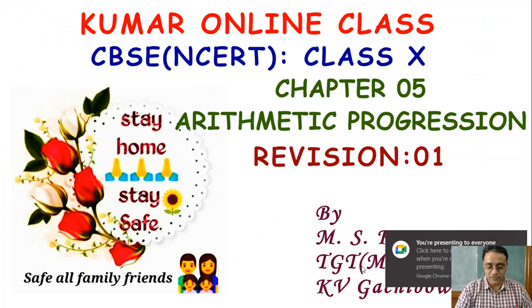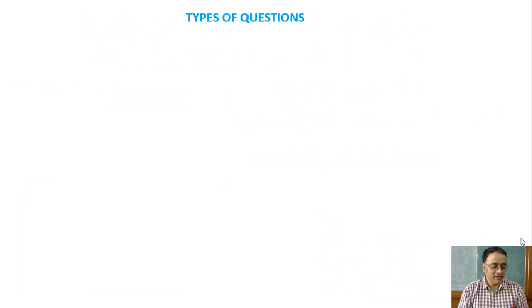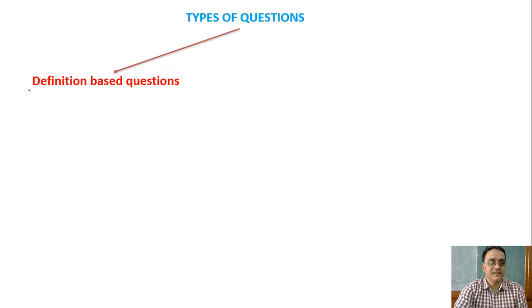So today we are going to start revision number 1 of chapter number 5, arithmetic progression. Now let us go through the different types of questions in this chapter. First, definition based questions. Definition based question means जो arithmetic progression का जो definition है, based on that some questions are there that I will tell you one by one.